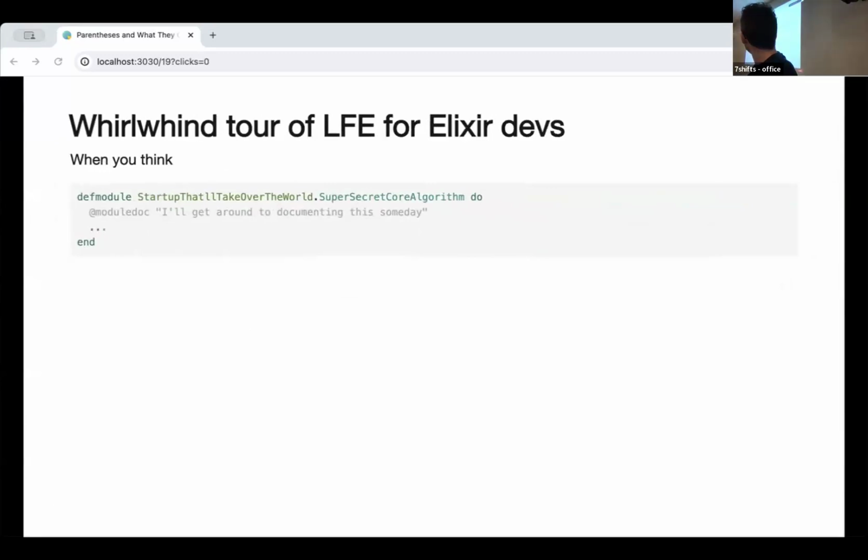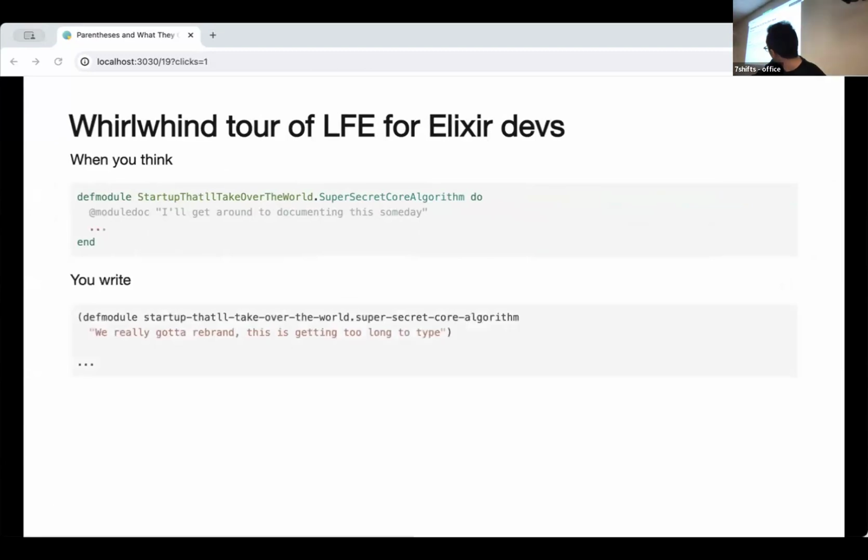So let's do a quick tour of LFE, with some practical examples. If you look at this code and you think, I want to write that code in LFE, you're going to type in something that looks kind of like this. It's just a simple form. And unlike Elixir, there's no do and end around it. You just write your module at the beginning and you write everything that comes in that module as the rest of the file.